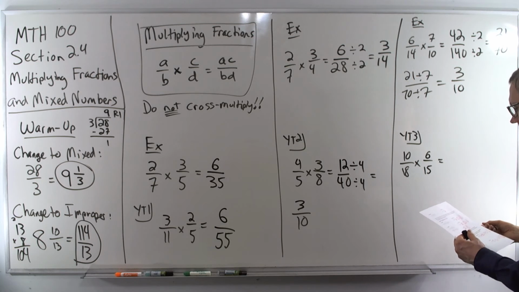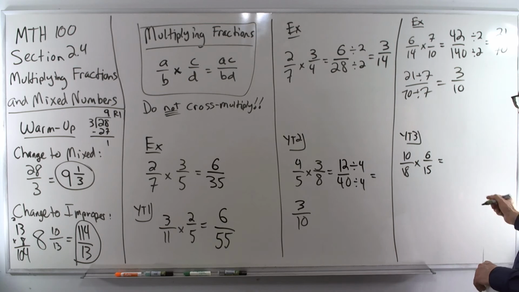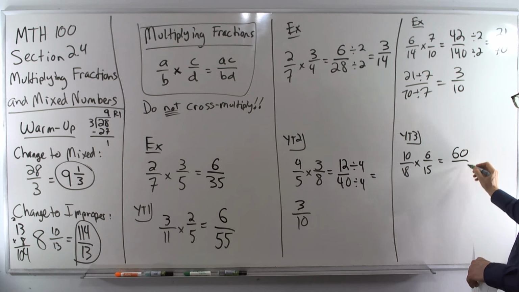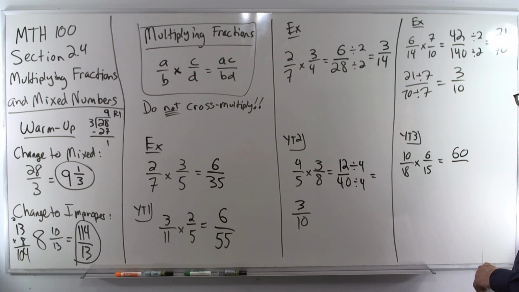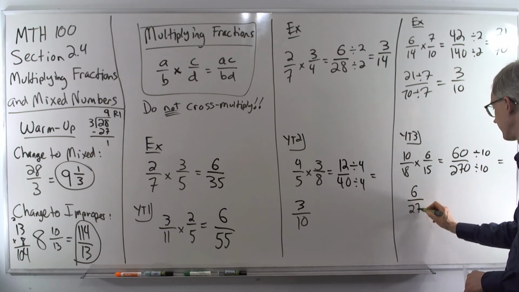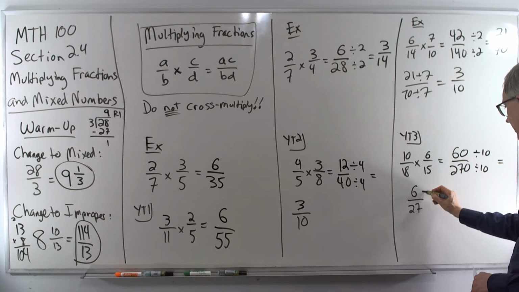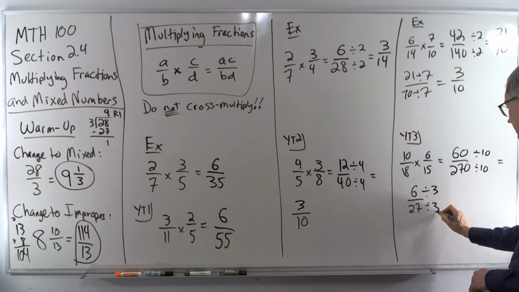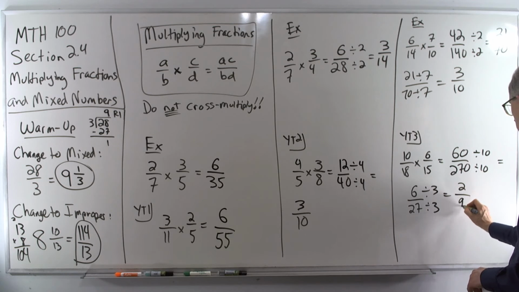Your turn, number 3, multiplying 10/18 by 6/15. So we get 60 over 270. And now we're going to have to reduce this. Notice we have a 0 on the end of both of these. That means we can divide the top and bottom by 10, and that just takes off the 0. So now we're down to 6 over 27, and then each of these is divisible by 3. So we'll divide by 3 and get 2 over 9.